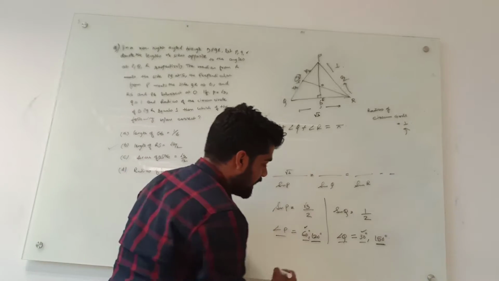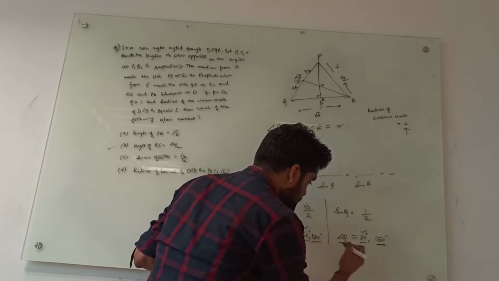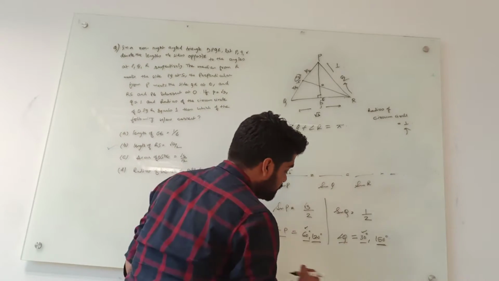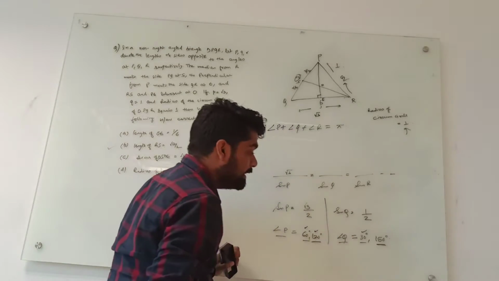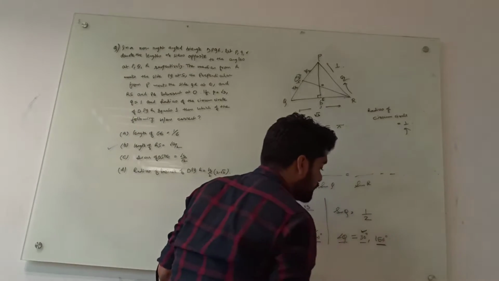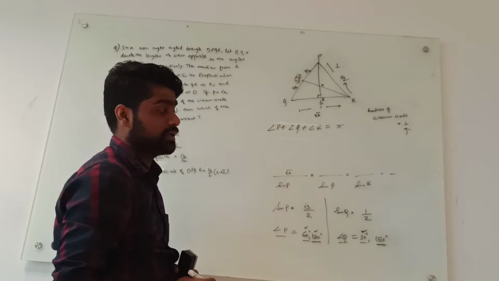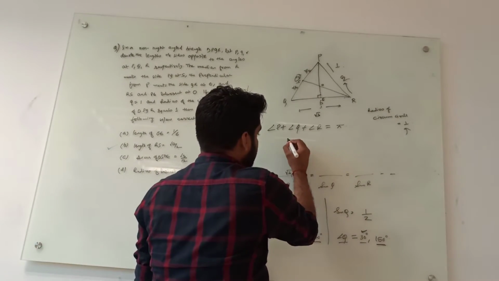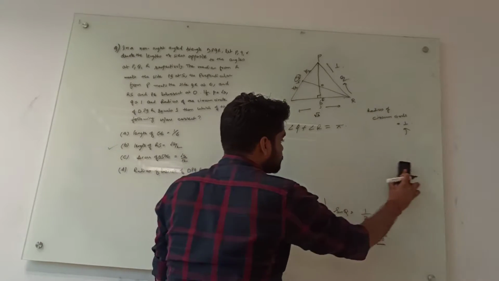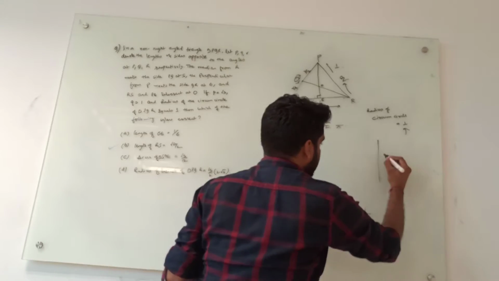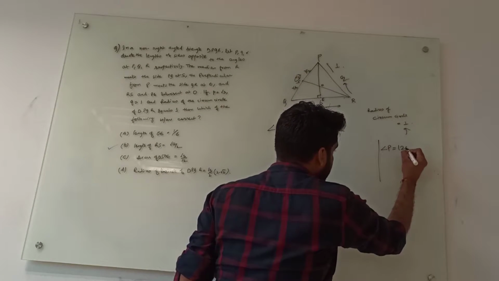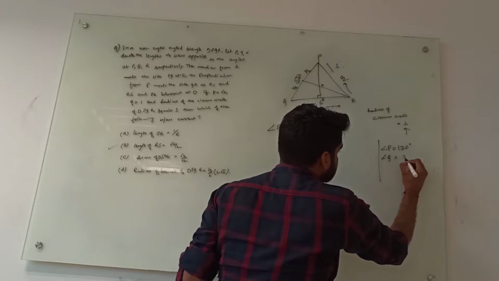So what will happen? We cannot take this combination. So what is the other combination left? If we take angle P as 120 and angle Q as 130, it will be satisfied. Okay, it will be satisfied. So what is the option left? Yeah. So we are getting angle P as 120 degrees and angle Q as 30 degrees.